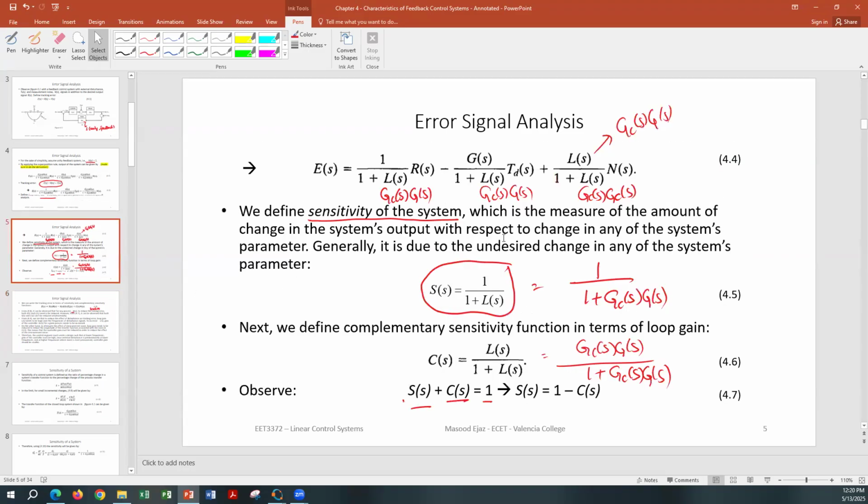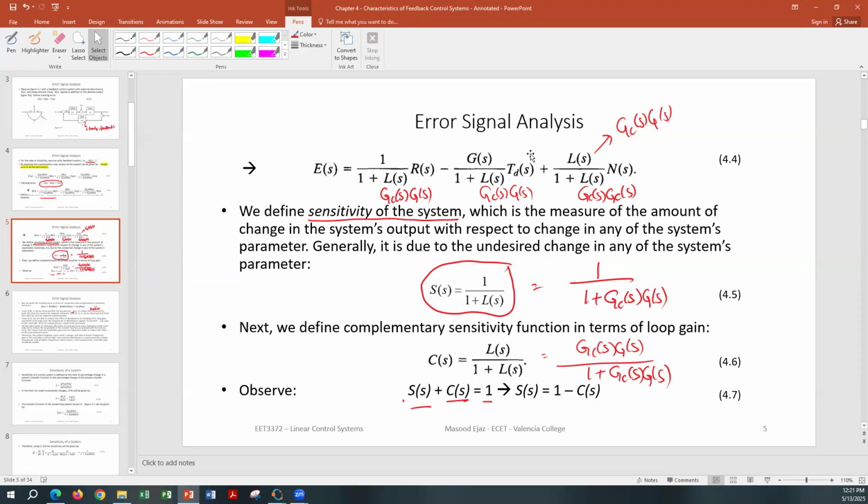So to reduce the effect of disturbance error, this is disturbance, L(s) needs to be large because it's in the denominator. And remember, the system is working at different frequencies. At some frequencies, you will have a higher amount of disturbance. At some frequencies, you have a higher amount of noise. So we have to look at what frequencies we have to reduce the value of the loop gain, we have to reduce the value of the complementary sensitivity and all those things.